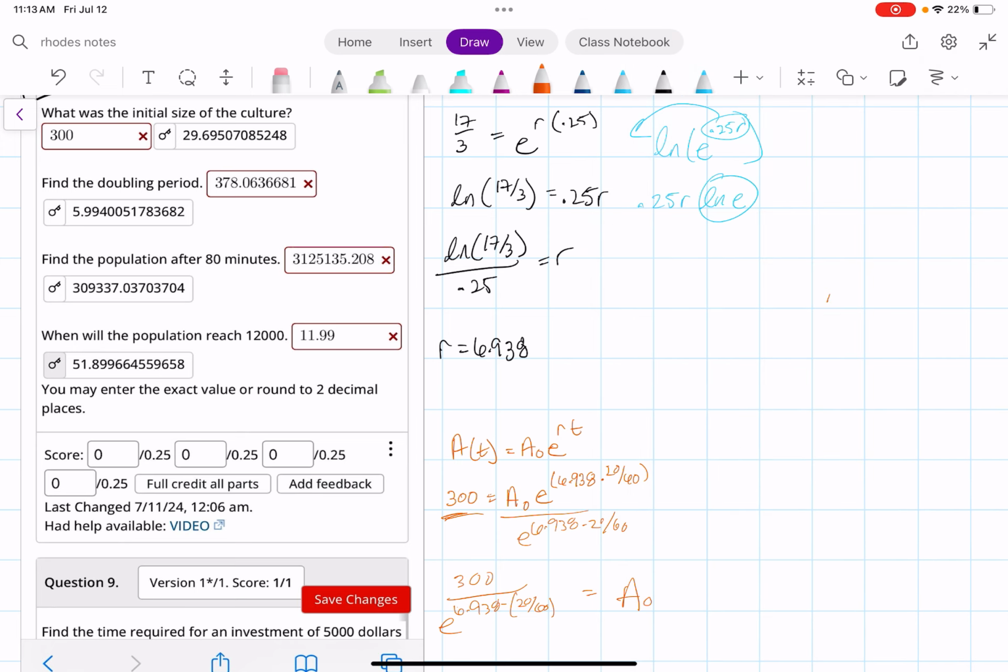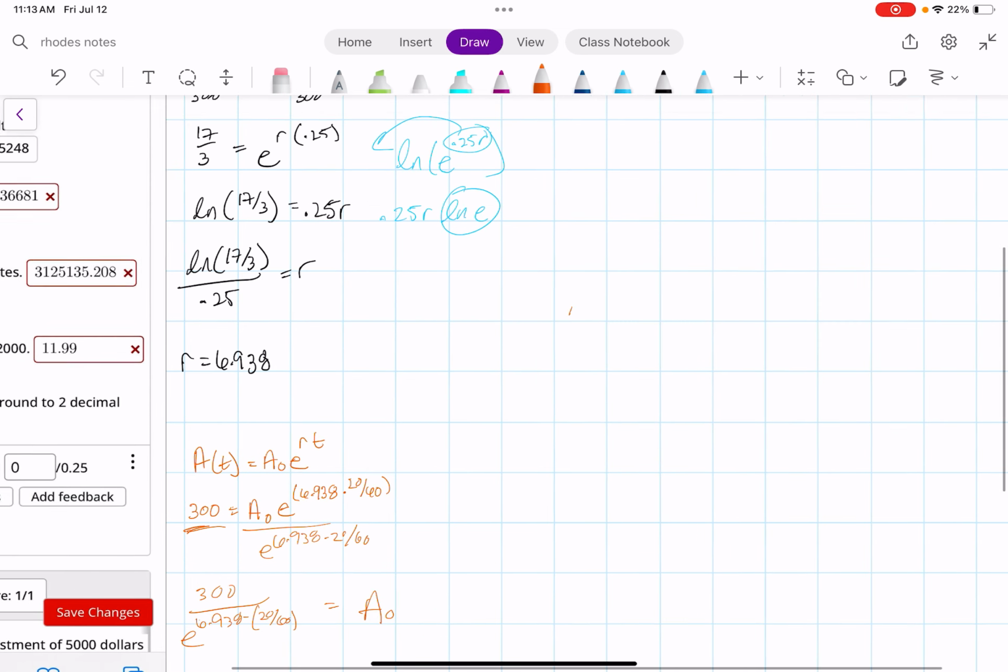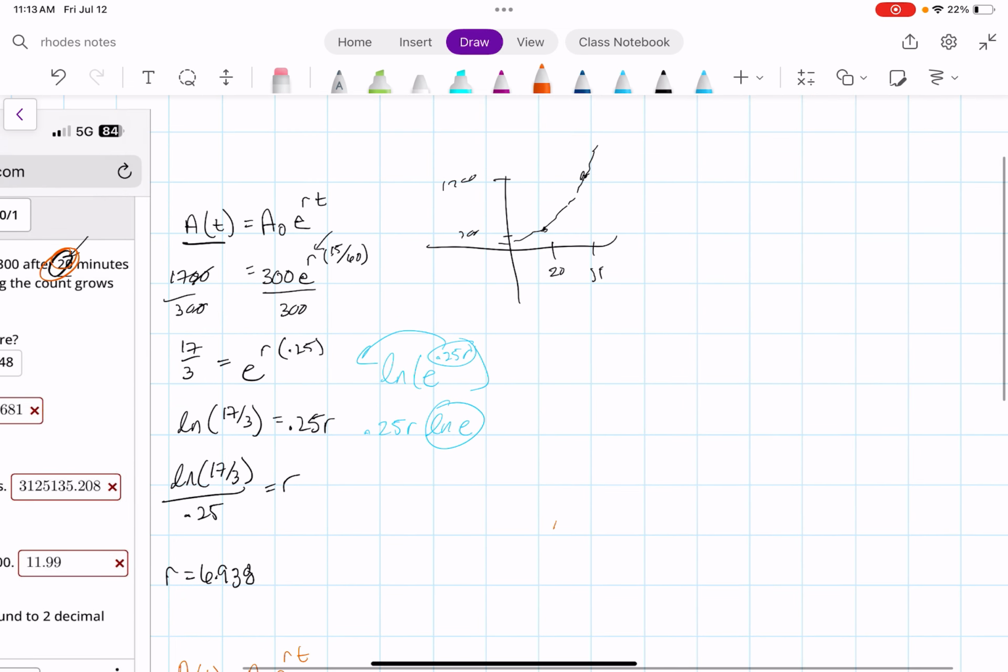Next part says find the doubling period. Okay, well, the doubling period, and you can start here. What people struggle with sometimes with these is that the word doubling is giving you the amount at time t and the initial amount. It's just kind of hidden in that concept of double.